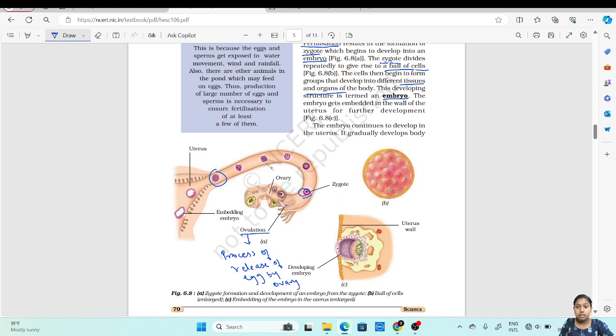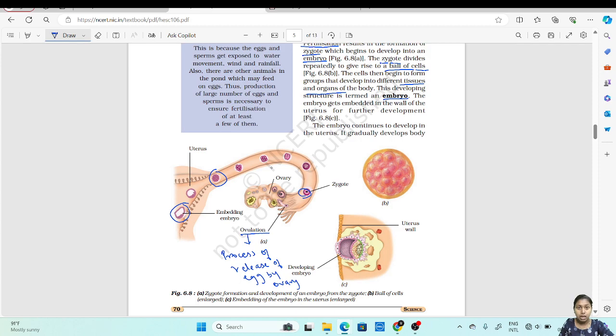And later, this gives rise to the embryo. So this is the embryo. The developing structure is termed as embryo. Once the zygote divides to form a ball of cells, it forms different tissues and organs, and this process later forms an embryo. Once this embryo is formed, it comes and sticks to the lining of the uterus.